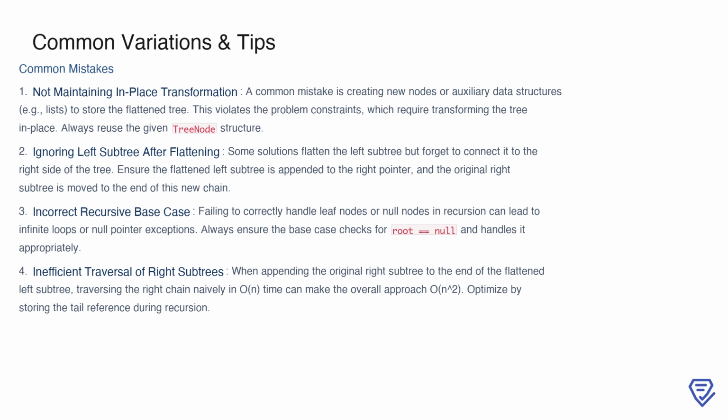Another mistake is ignoring the left subtree after flattening it. Once the left subtree is flattened, it must be connected to the right pointer of the current node, and the original right subtree should be moved to the end of the new flattened chain.